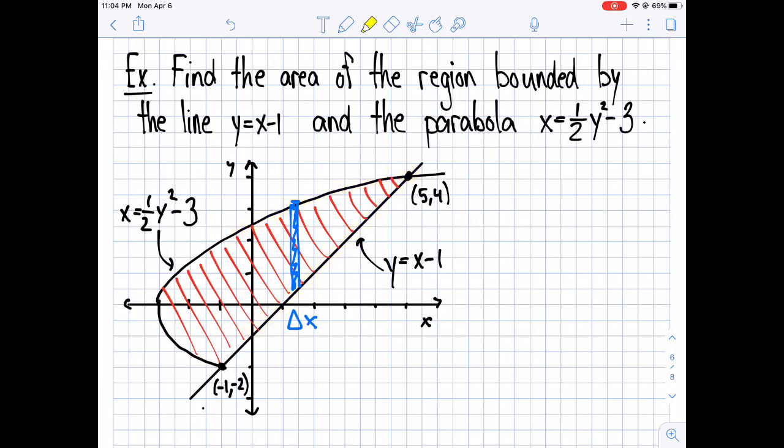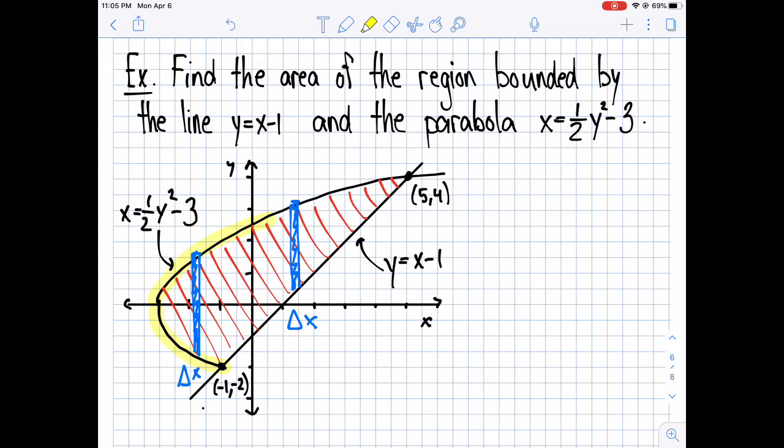Okay, so what if I had instead drawn my rectangle over here? Okay, so now my rectangle, I still have the base width is delta x. Okay, but when I look at it, my upper function is still this parabola, but what is my lower function? Okay, my lower function actually still seems to be the parabola, and this is the case, okay, but it's a little bit weird only because we have here x as a function of y.